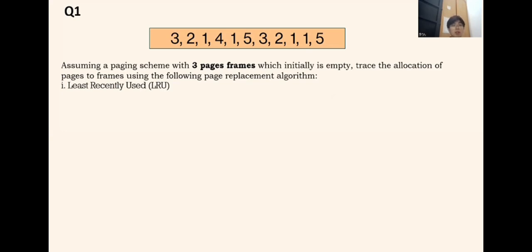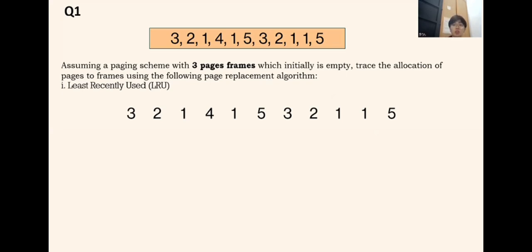For LRU, you just need to write F1, F2, and F3, this three frames only. First step, we need to make sure we remind ourselves of the numbers, so I suggest you write the numbers first. As you can see, the numbers are 3, 2, 1, 4, 1, 5, 3, 2, 1, 1, 5. I will write them again like this, so I clearly understand which number I'm going to write.